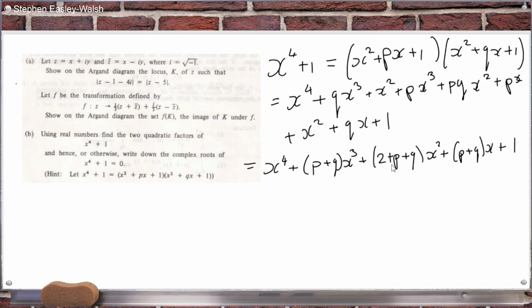So these 3 must be 0. So p must equal minus q, and 2 plus p plus q must equal 0. That's wrong. So I've done something wrong in my multiplication if I got such an equation. Let's backtrack and find the multiplication error.